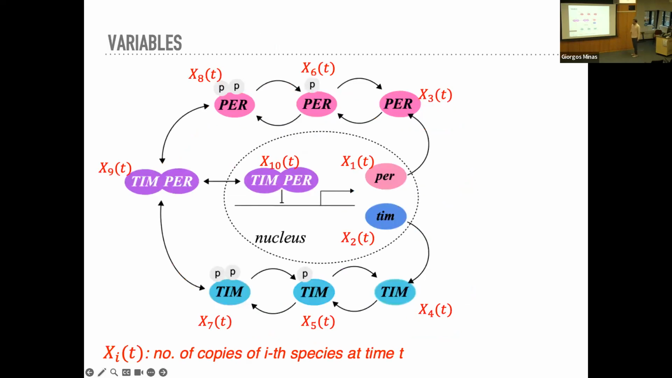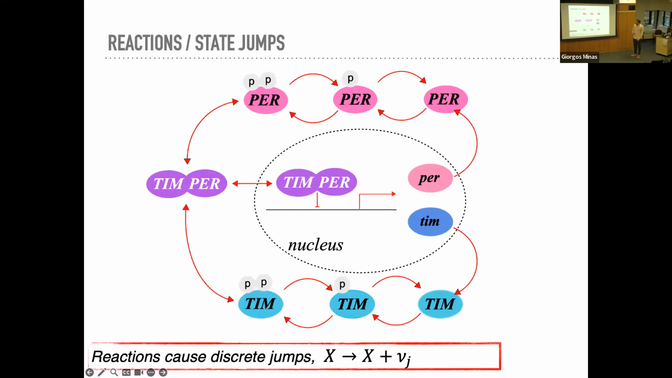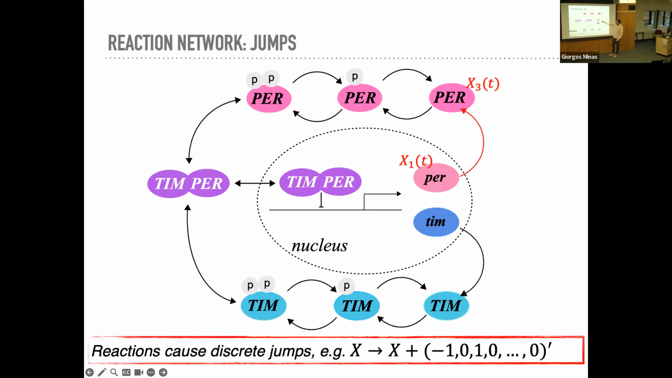So what are we recording? We're recording the molecular population, so the number of copies of each of those species in this exercise. And then the jumps we have like that. So we're saying, if the state was X and the reaction of type J happened, then the state becomes X plus nu J. For instance, in this case, we're losing 1 mRNA molecule and gaining 1 protein molecule. So you have -1 in the first population, +1 in the third population, and all the others are 0.